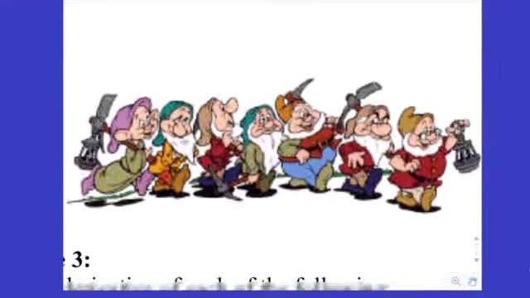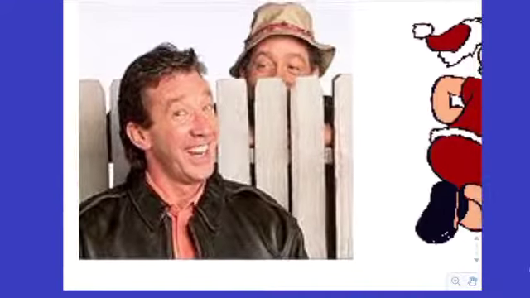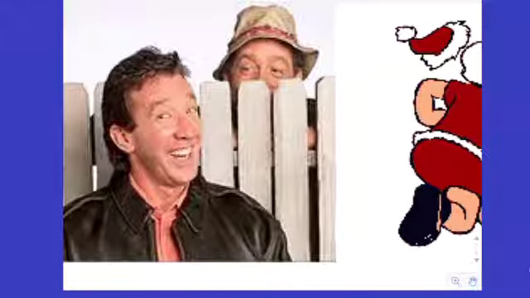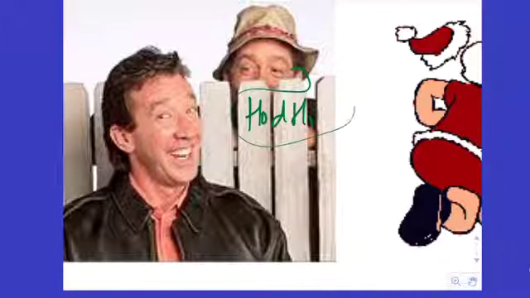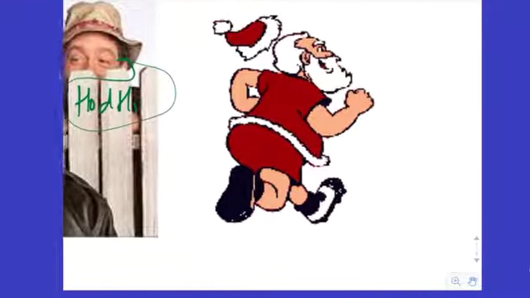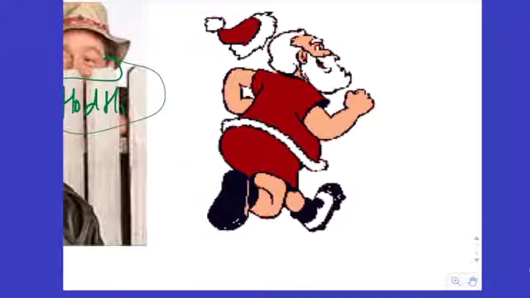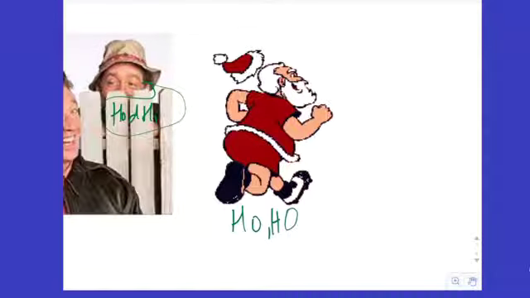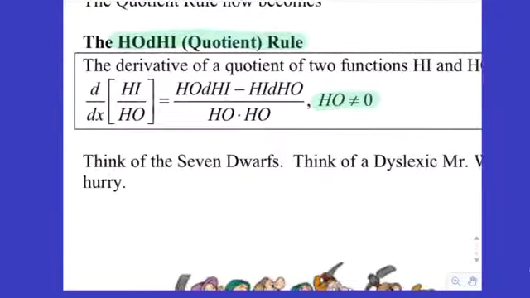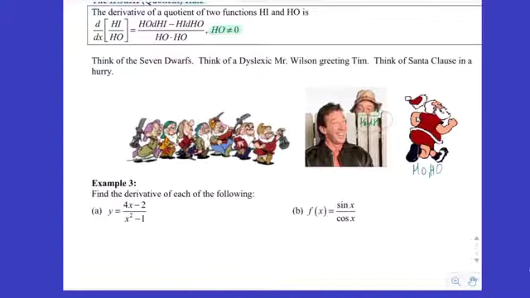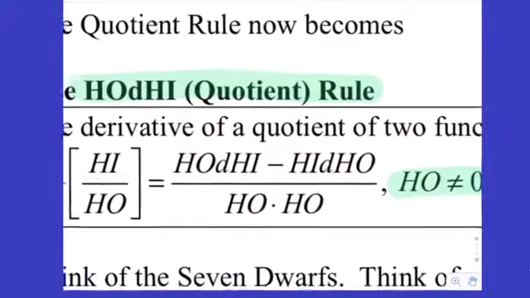Think 7 dwarfs. Hi-ho, it's off to work I go. That's where the hi-ho part comes in. But it's also like dyslexic Wilson from Home Improvement. He used to always butt into Tim's problems and say, "Hody hi, neighbor," at the end of the episode. And then think of Santa, who's not necessarily trying to get fit in the off season, but he's in a hurry. And a Santa who's in a hurry only says, "Ho, ho, gotta go. I can't say the third ho, you know." So he's just ho, ho. So Ho d-hi minus hi d-ho over ho-ho. Maybe you don't think of any of this at all. You just think of ho d-hi minus hi d-ho over ho-ho.